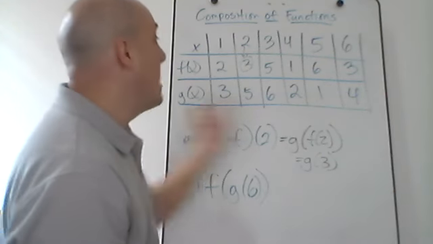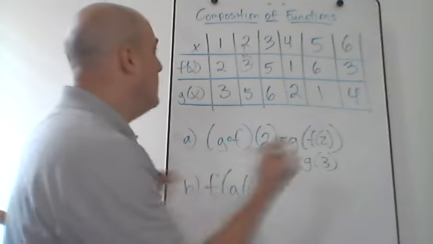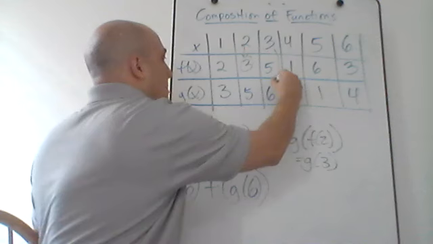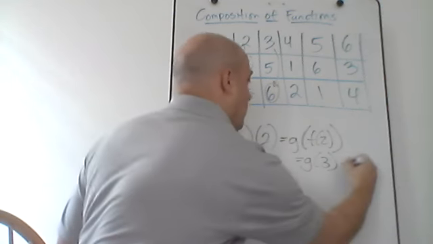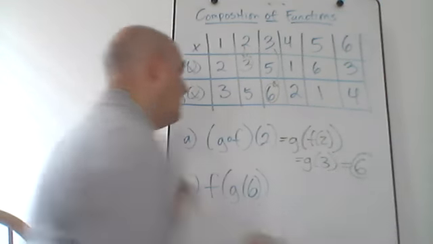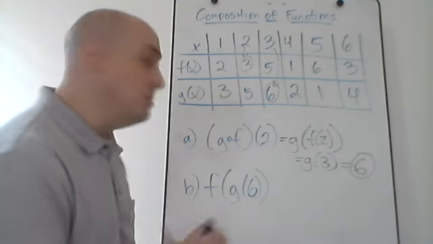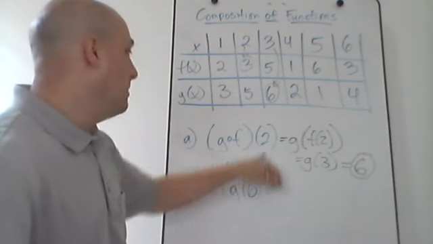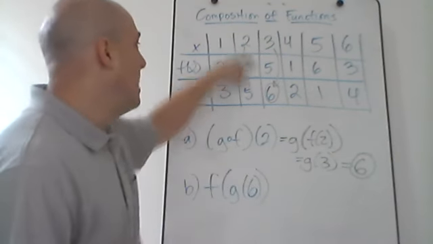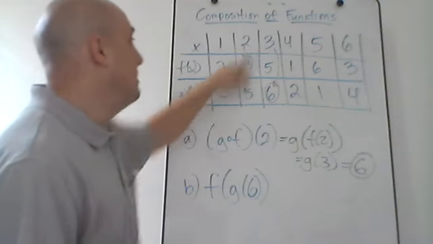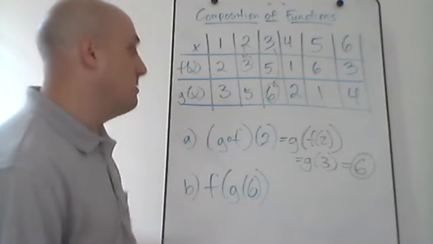So now 3 is my x value. I go to 3, and then I go down to my g function, which is 6. So g of f of 2 equals 6. Again, it's that 2-step process. I plug the 2 into the f function first. I get 3. That becomes the input to the g function. When x equals 3, g equals 6.